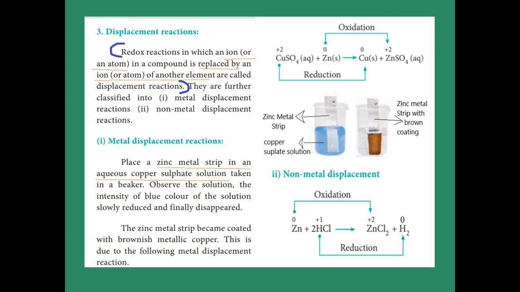See the reaction zinc plus HCl. We get the product zinc chloride plus hydrogen. Here the zinc metal displaces hydrogen from the hydrogen chloride. Here hydrogen is not a metal, so it is a non-metal displacement reaction. Zinc only displaces the hydrogen from the hydrogen chloride, so it is a non-metal displacement reaction.